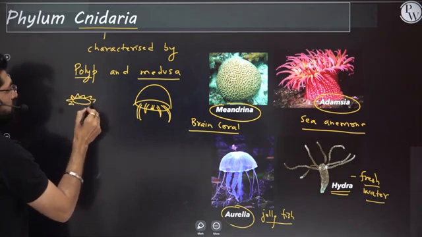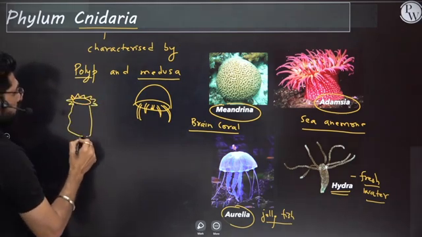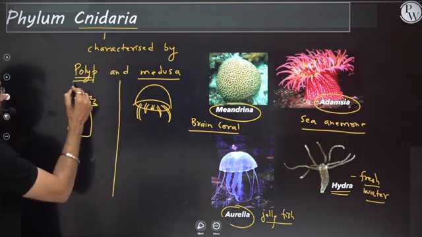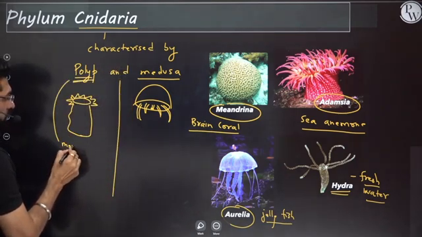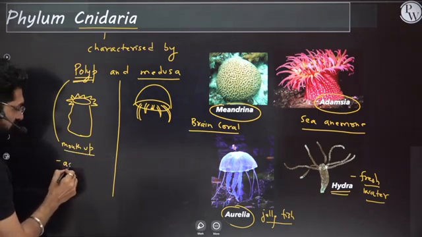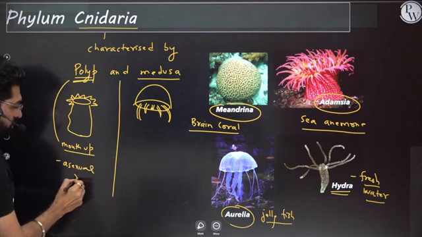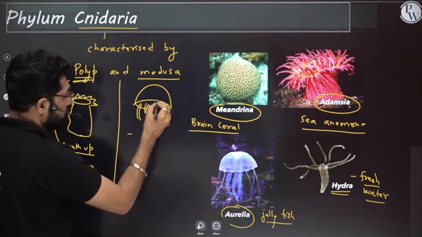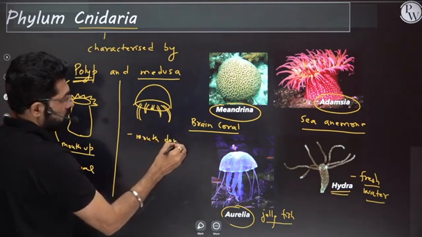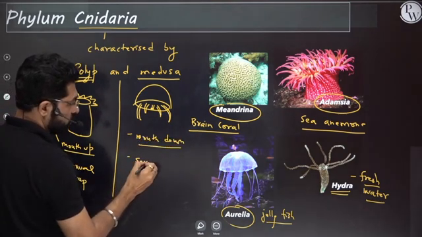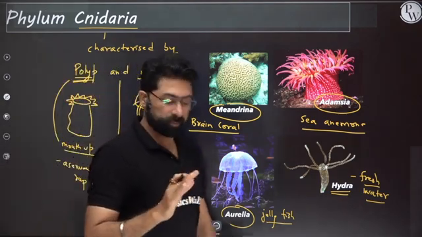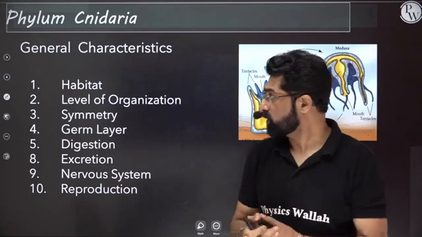This is the Adamsia, and you can see the mouth is up here. So mouth up is the polyp. Polyp is mouth up. Okay, polyp always goes for asexual reproduction. And if I talk about medusa, it is mouth down, and here you have sexual reproduction going. Is it clear with you? Done? Let's continue further now.